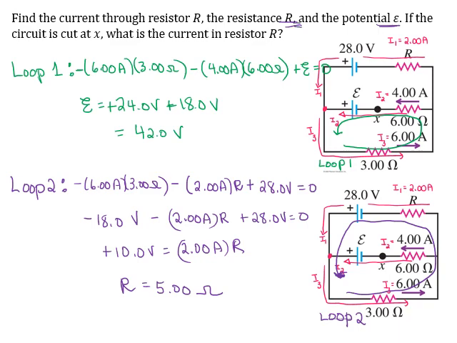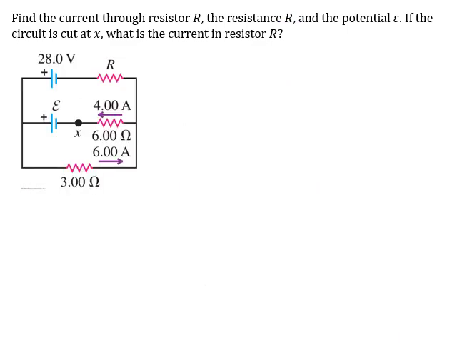Last, and this is kind of an interesting little addition, if the circuit is cut at point X, what's the current in resistor R? So that's going to change our circuit, and we're going to need to do a new analysis. So if we're cutting the circuit at X, we might imagine that there's a switch in this circuit. I'm going to redraw it, and I'm going to put a switch in. So we've got this battery. Now we've got a switch, and we're going to open up that switch, and we've got the 4 ohm resistor.